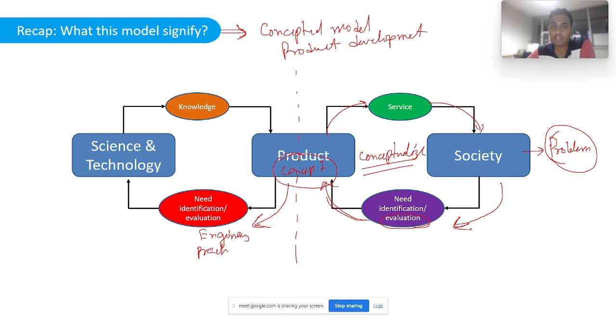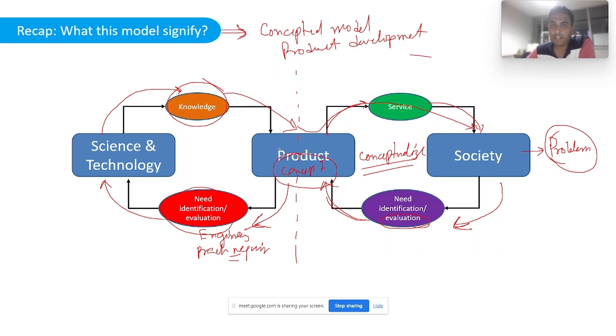Now these are needs from the perspective of science and technology. So in order to serve a particular concept with these engineering requirements, we look into the area of science and technology, and from there we collect necessary information, we do the actual designing of a product, and then we reach the product stage again, and this is how actually the product is sent to the society as a service.